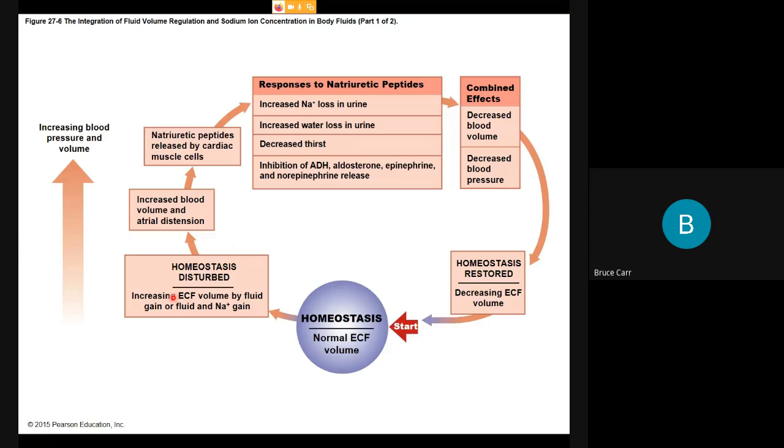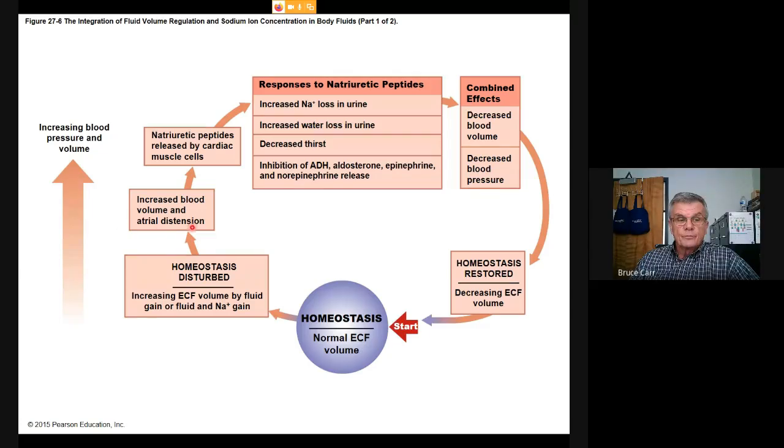So looking here, increasing ECF by fluid gain or by fluid and sodium gain. You remember we said pump the salt and the water follows? The same thing applies to retain the salt. If you retain the salt, it keeps water in the body, and blood volume goes up. You can see the organ effect here. So increasing blood volume and atrial distension.